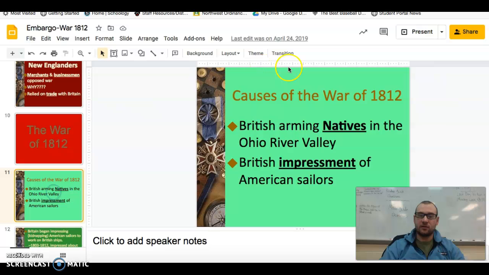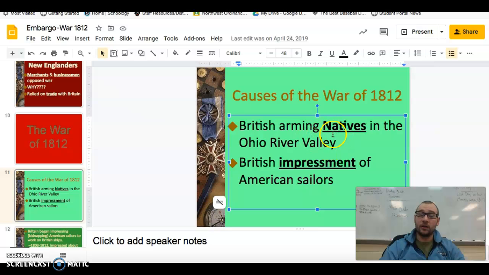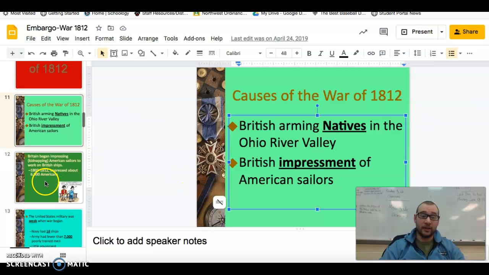All right, the causes of the War of 1812: British arming natives in the Ohio River Valley, right? This was fought over before with the French and Indian War. So it becomes a pretty important spot. So we're basically having all these other wars, like the Seven Years' War, all that good stuff, kind of coming back. So we have the natives in the Ohio River Valley, obviously armed and causing skirmishes, and then we have the British impressment of American sailors to help fight Napoleon in their own war with the French.